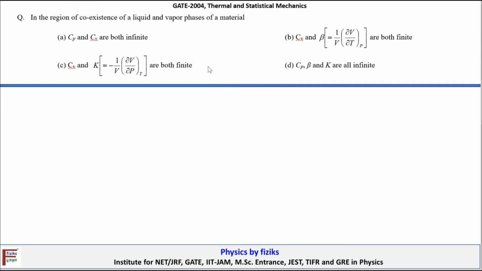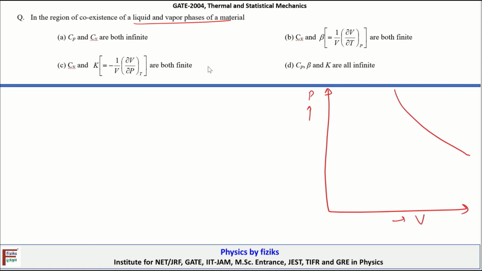Now let's take a look at the next problem. It's related to the phase transition. The problem is in the region of coexistence of liquid and vapor phases, we have to identify the correct option. Let me draw the diagram first so that we can understand this point also. If we make a graph between P versus v, we are talking about the isotherms, at different temperatures.